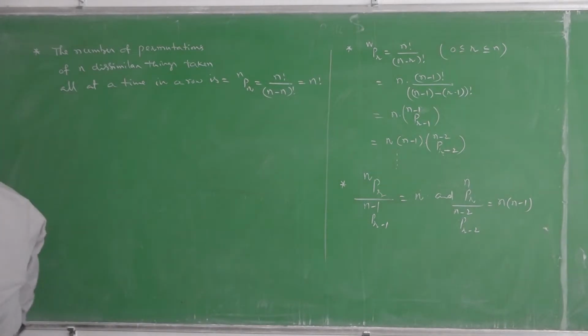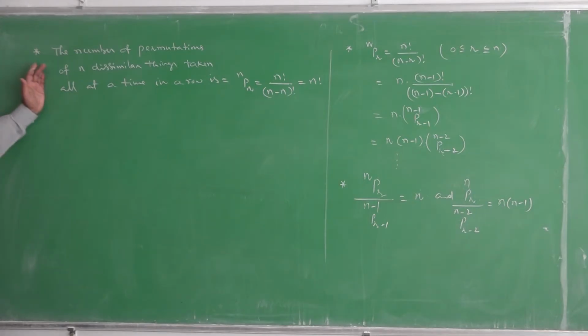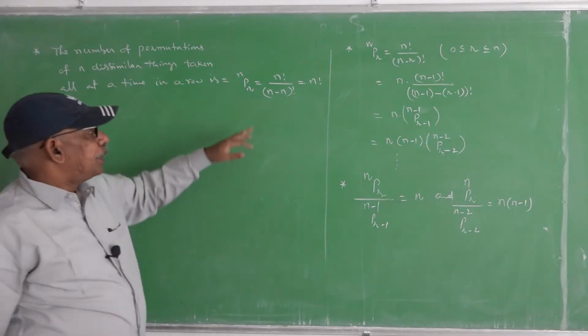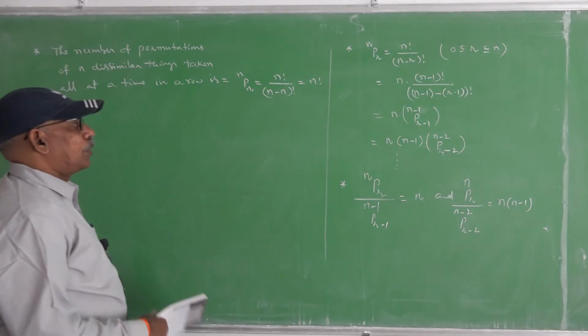If all the given things are arranged in a row without repetition, unless and otherwise specified, we have to consider without repetition. So here the repetition is not allowed. Nothing is repeated twice. So in such a case, the number of arrangements of n dissimilar things in a row is n factorial itself.